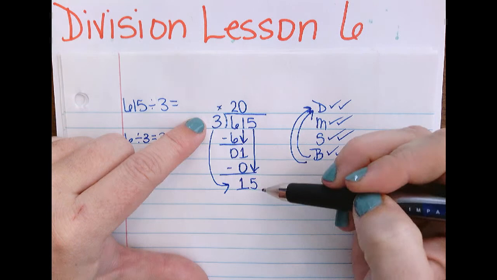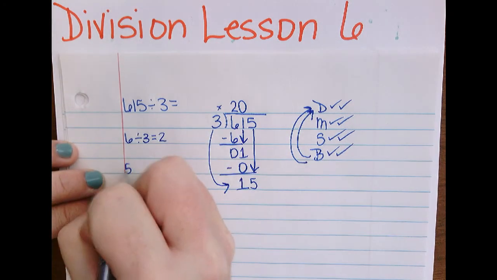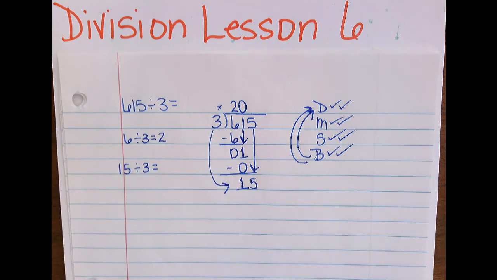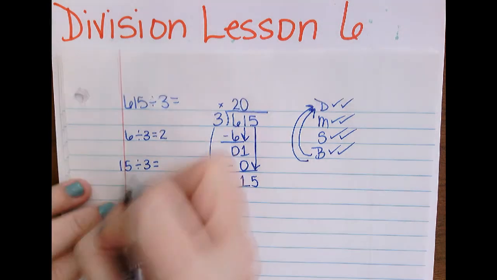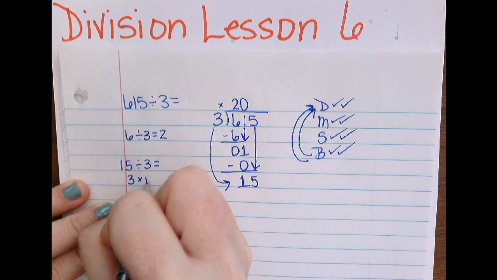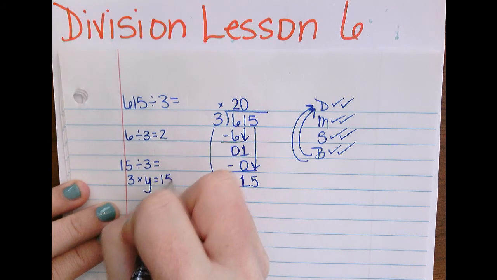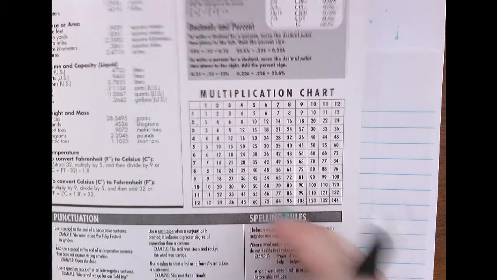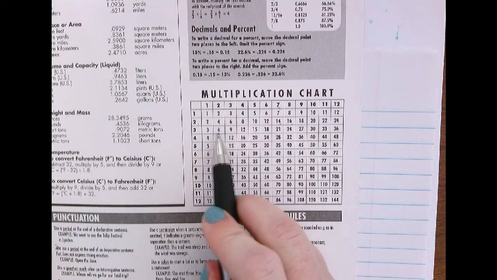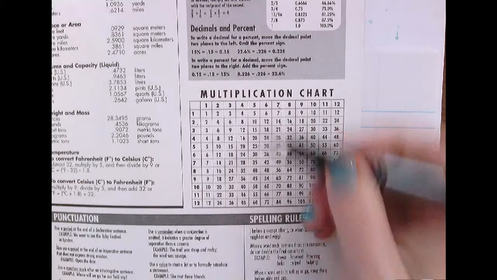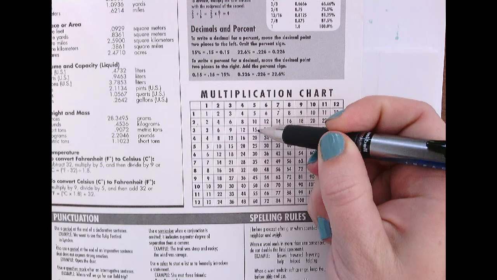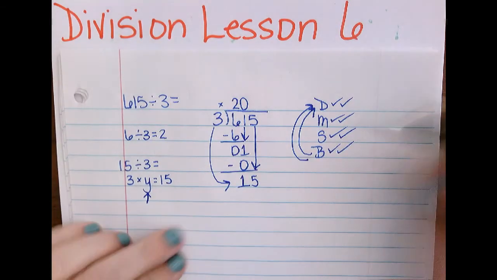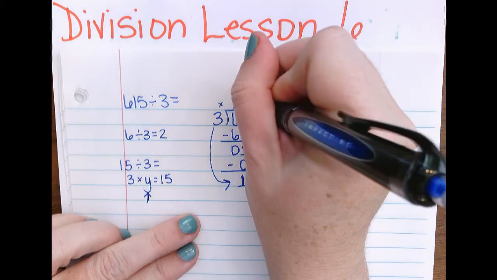How many times does 3 go into 15? Well, again, we're looking at it as 15 divided by 3. Okay, so what is 15 divided by 3? Or what can 3 times y equals 15? What is y then? What do we multiply by to get 15? So we can look at our multiplication chart. 3, 6, 9, 12, 15. We land exactly on 15, so we know we're not going to have a remainder. 3 times 5 equals 15. So we know our answer up here is going to be 5.